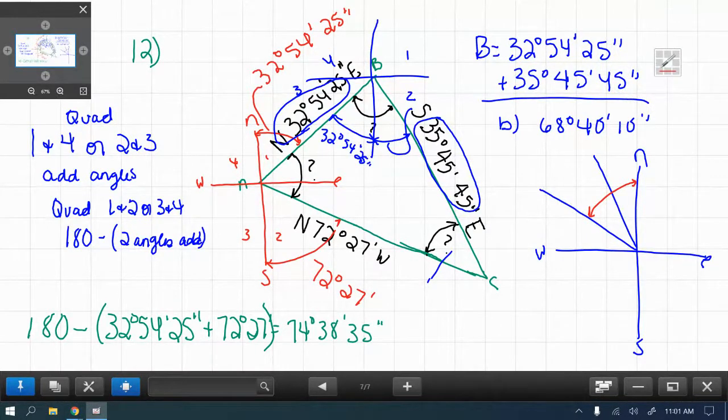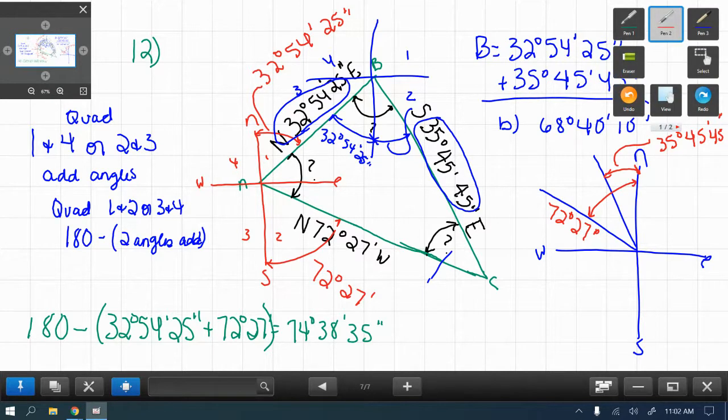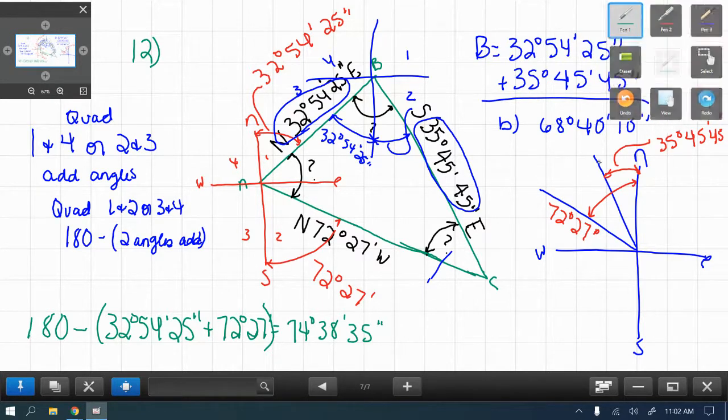They're both in the same quadrant. That means both angles are from north. So this first one was 72.27, and the other one was 35. And what you're looking for is the angle in between the two lines, which would be this.